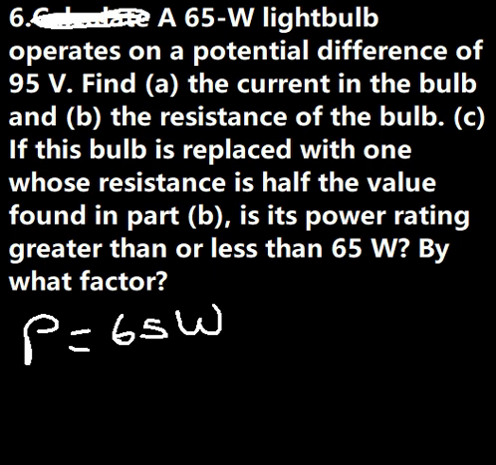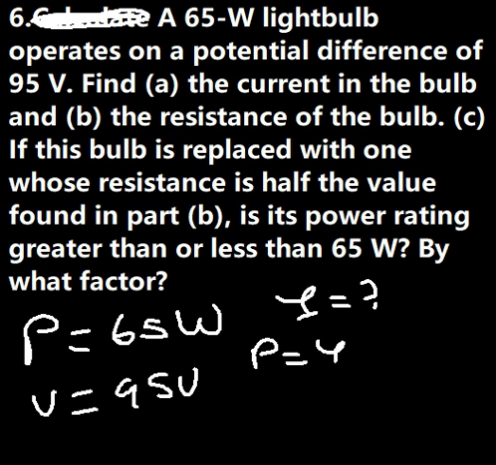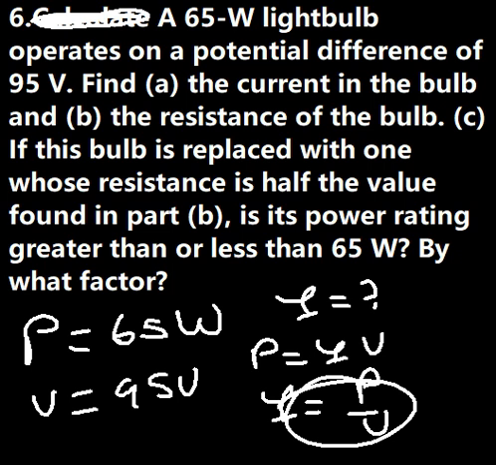It operates on a potential difference of 95 volts. So now find the current in the bulb. So we're looking for the current. The formula for power is P equal to IV, so the current will be given as the power over voltage. So you'll be able to have the current there. And B, what is the resistance of the bulb? We're looking for the resistance.